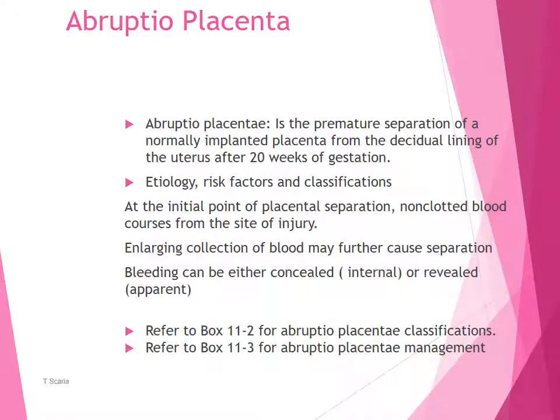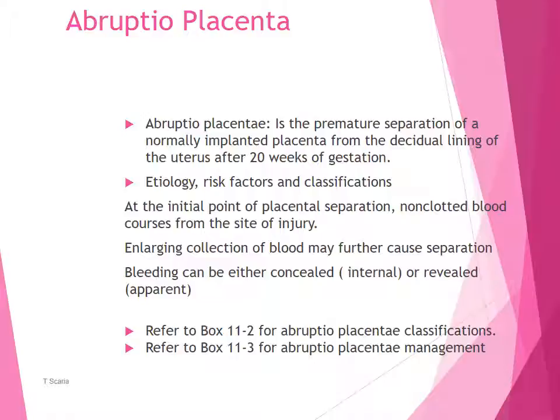What is abruptio placenta or placental abruption? It is the premature separation of a normally implanted placenta from the decidual lining of the uterus after 20 weeks of gestation. The etiology, risk factors, and classifications are going to be discussed now.